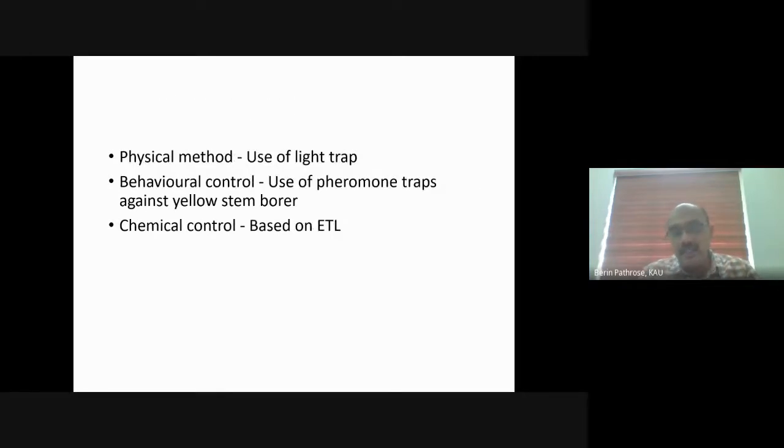Then regarding physical methods, we can write light trap as one big physical method which can be used in IPM in rice. We can use pheromone traps. Then whatever the chemical control, it should be based on economic threshold level. So this is with respect to IPM in rice.